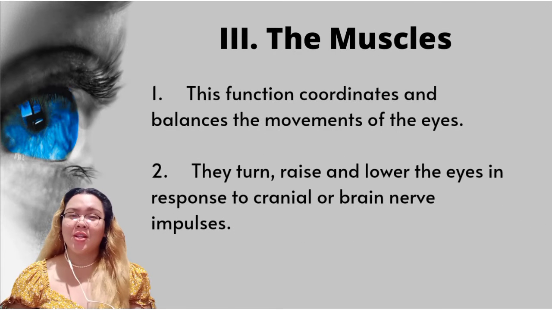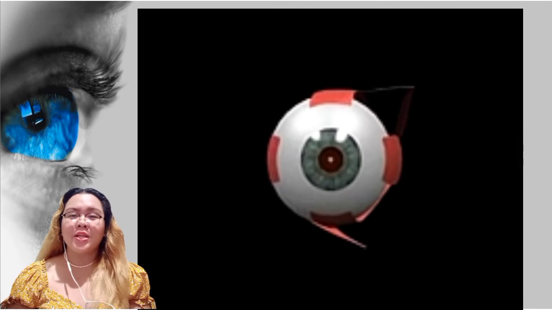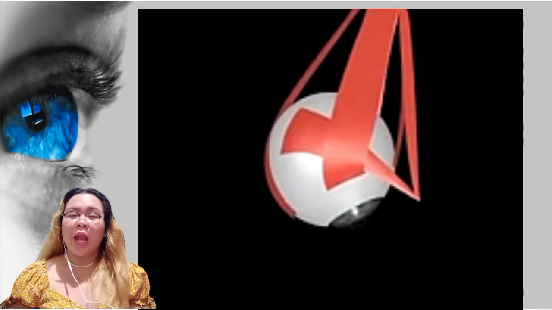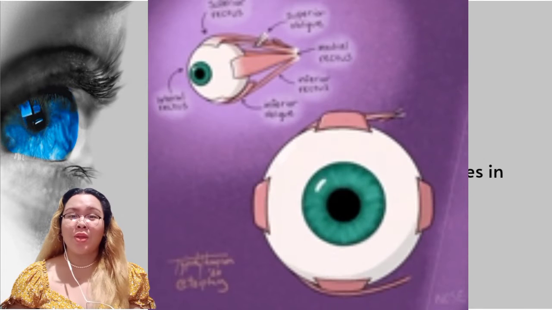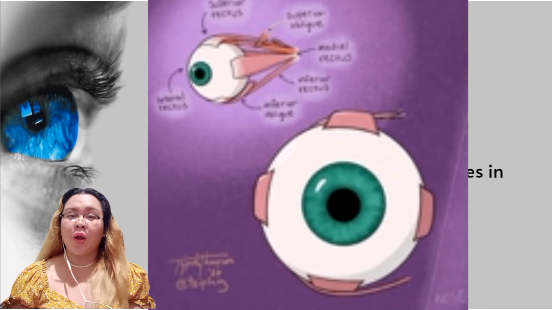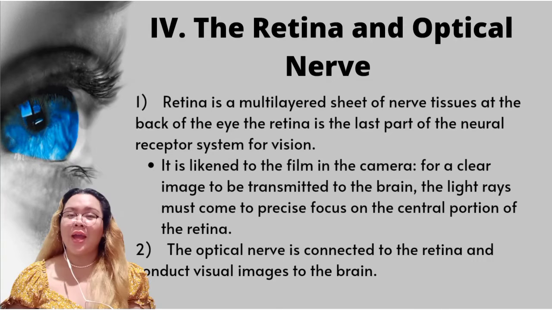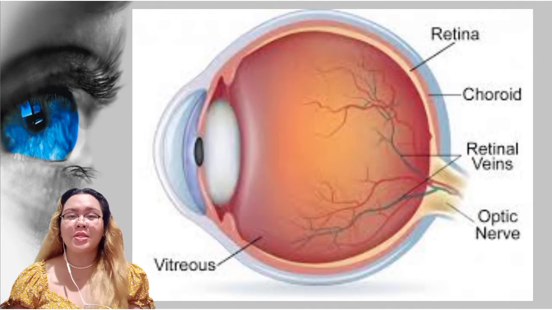The third physiological system in vision is the muscles. These function to coordinate and balance the movements of the eyes. They turn, raise, and lower the eyes in response to cranial or brain nerve impulses. So, the fourth one is the retina and optic nerve. The retina is a multi-layered sheet of nerve tissue at the back of the eye. The retina is the last part of the neural receptor system for vision.